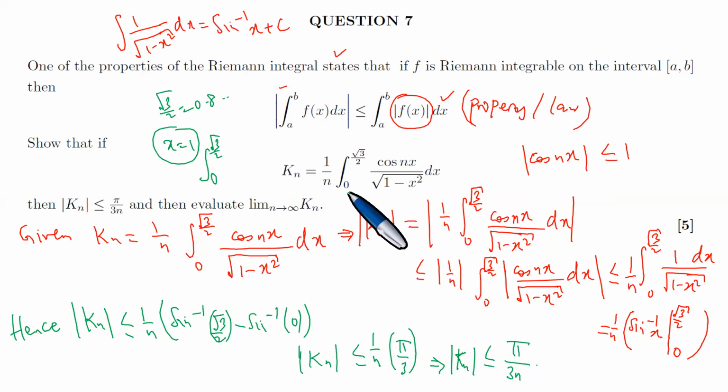So within these limits, this function itself is continuous and defined. One of the properties of the Riemann integral is that if f is Riemann integrable, then this holds. It's defined there, so we do not have any problems. So we are in a position to easily evaluate this integral.